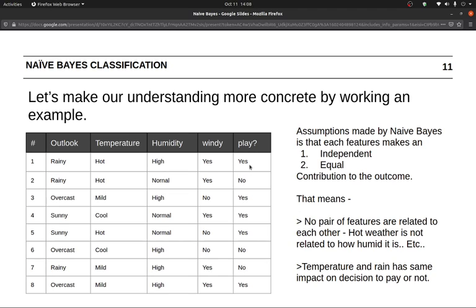So assumptions made by naive Bayes is 1. All the features are assumed to be independent of each other. That would mean temperature would not influence humidity in any given way. So there is an inbuilt assumption that if temperature is hot, it would not mean or cause humidity to go high. We would assume that these two variables are independent of each other. Often you would see many algorithms in machine learning would have this assumption that all the features are independent. This is the same assumption we made while we learned linear regression as well.